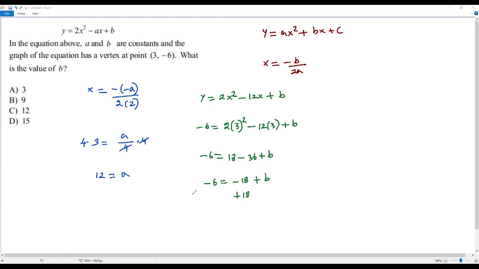Let me add 18 to both sides of this equation. When I add 18 to both sides, negative 18 plus 18 will cancel out. When I combine negative 6 and positive 18, I get positive 12. On the right side we get b. Here I got the value of the constant b, that is 12. We find this 12 in answer choice C. The correct answer choice for this question is C.